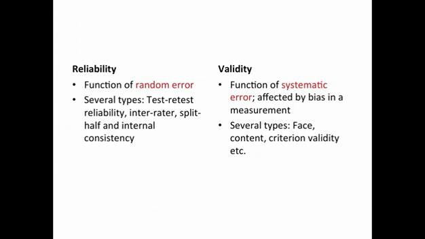Reliability is a function of random error, the unpredictable inconsistencies that can occur when using a scale. A scale can be devised to reduce but not completely eliminate the occurrence of such inconsistencies. On the other hand, validity is a function of systematic error, and it is affected by bias in the process of measurement. Both validity and reliability can be classified into several types. We will see these in detail in the next few minutes.